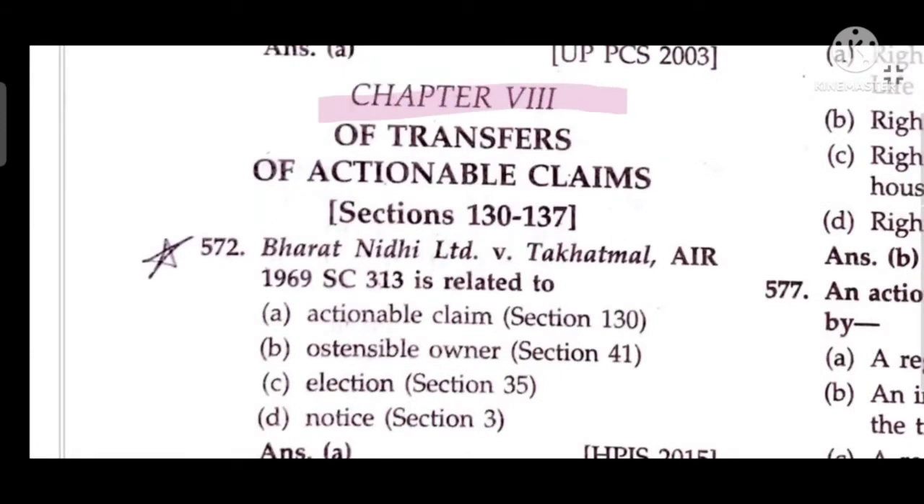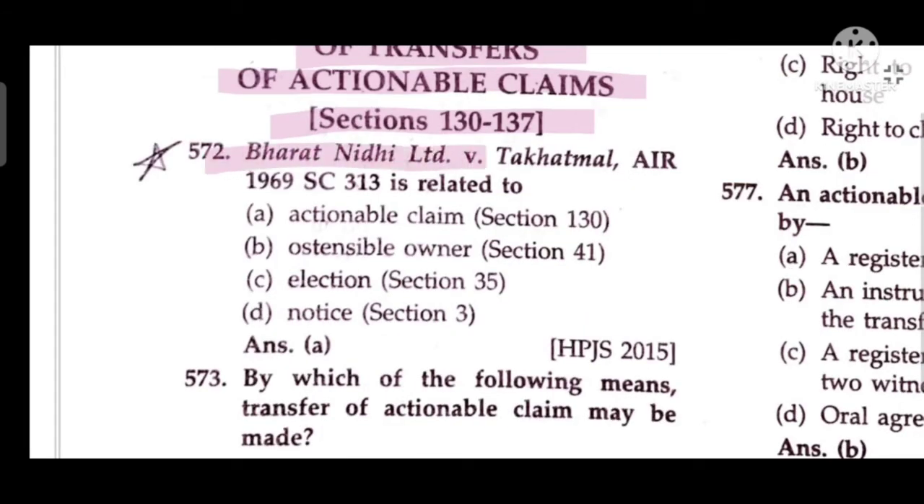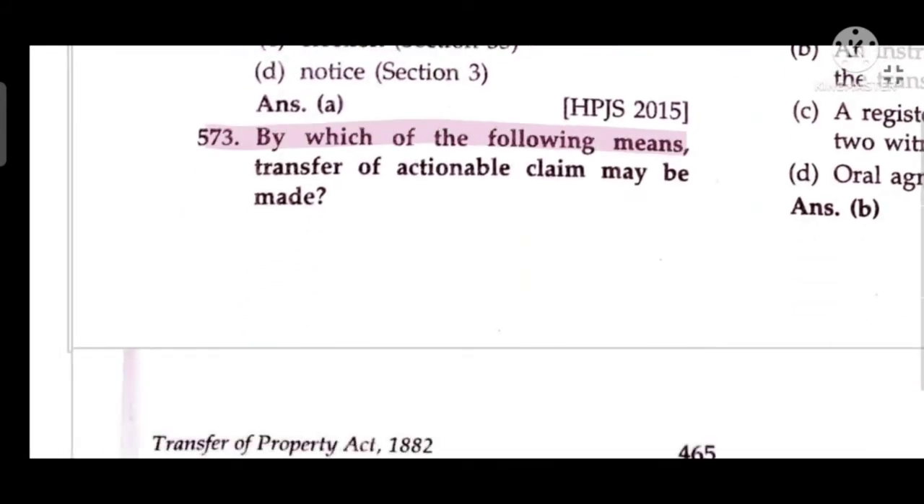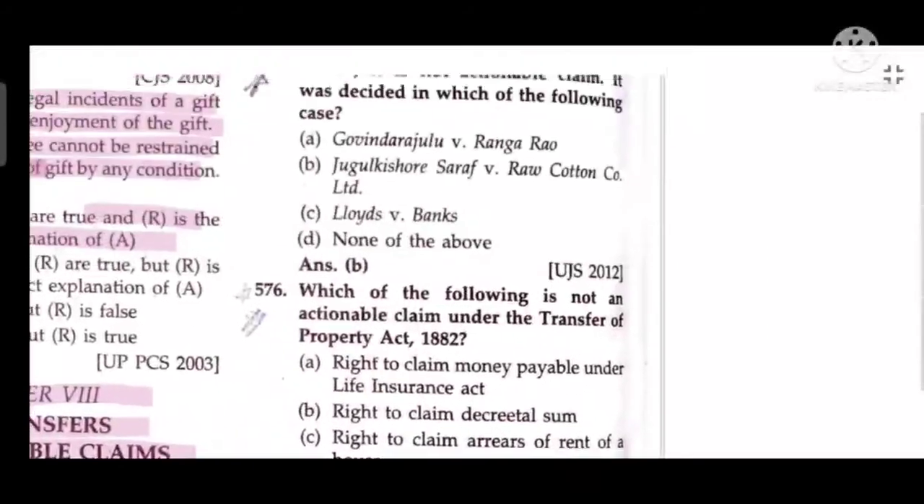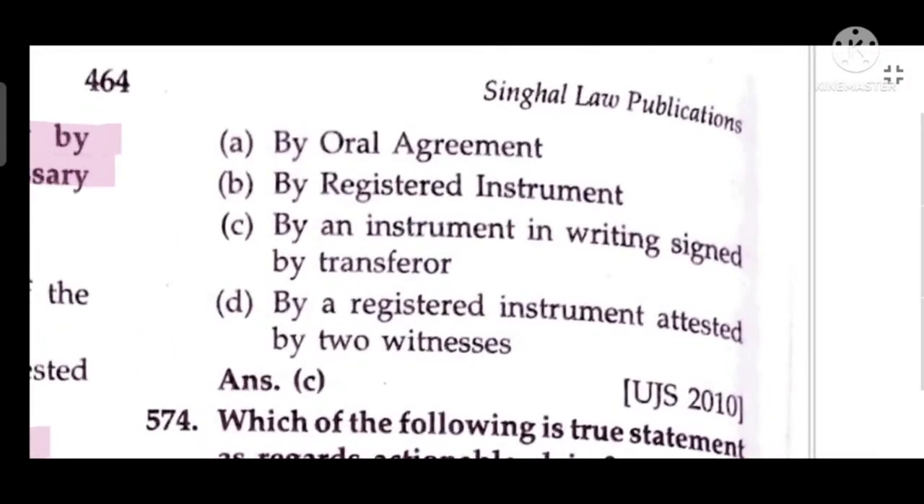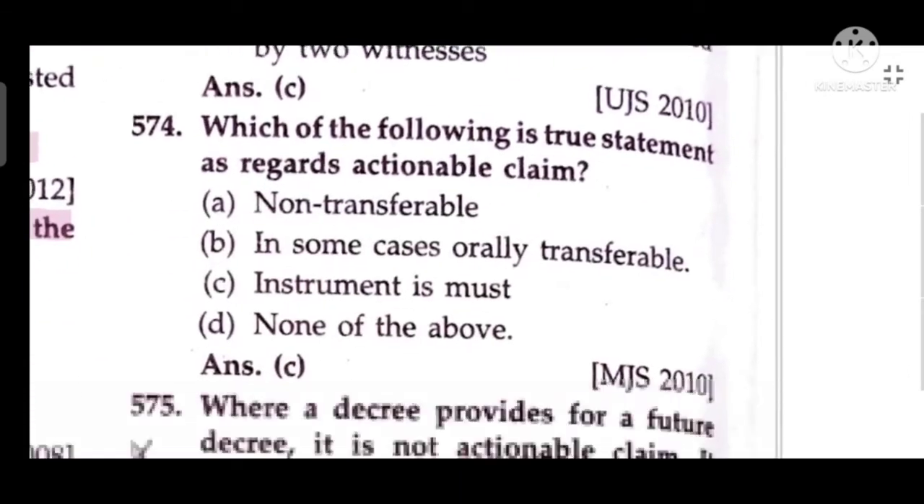Chapter 8, Transfer of Actionable Claim, Sections 130 to 137. Bharat Nidhi Limited versus Thakatmal, AIR 1969, is related to actionable claim. Section 130: by which one of the following means may transfer of actionable claim be made? By an instrument in writing signed by the transferor.